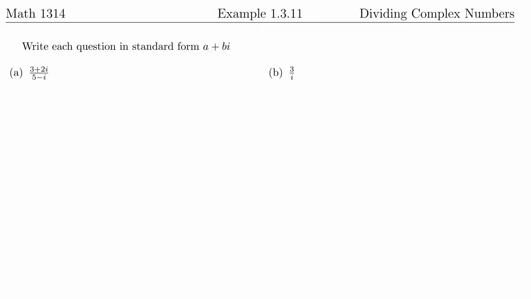Hello. The following examples will help you understand how to divide complex numbers. Let's look at example A. It says 3 plus 2i divided by 5 minus i. Just like with fractions, we're not really going to be dividing. We're going to be multiplying creatively by 1.